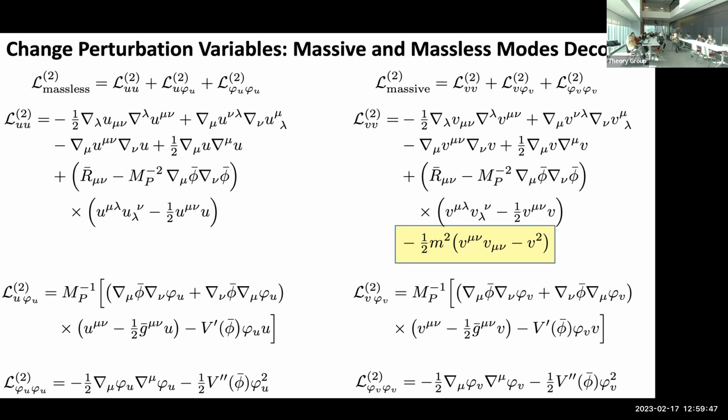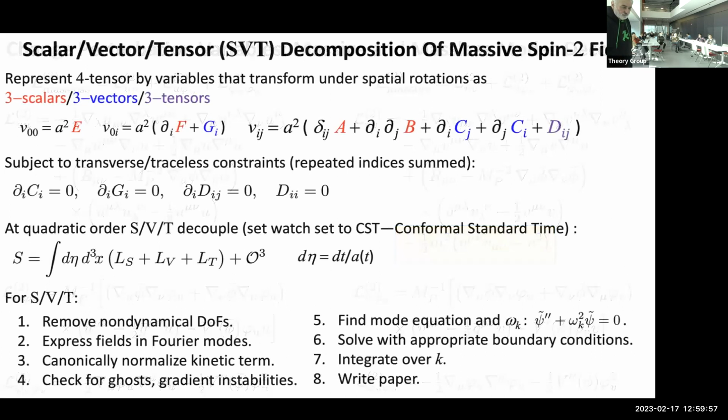So this is what we'll analyze. This has already been analyzed, right? This is the usual massless graviton perturbation in FRW. All right, so for the spin two field, we're going to do a scalar-vector-tensor decomposition. This is a standard thing that's usually done for inflation and things like that. We're going to represent the four-tensor V mu nu by variables that transform under spatial rotations. There's three scalars, three vectors, and three tensors. So we have scalar variables E, F, A, and B. We have vector degrees of freedom G sub i and C sub i, and a tensor degree of freedom D_ij. And these are subject to the constraints that C and G are transverse, and D is transverse and traceless.